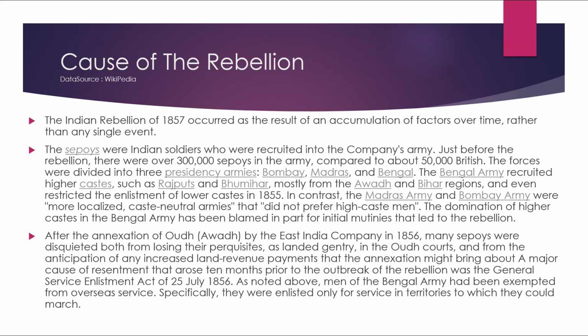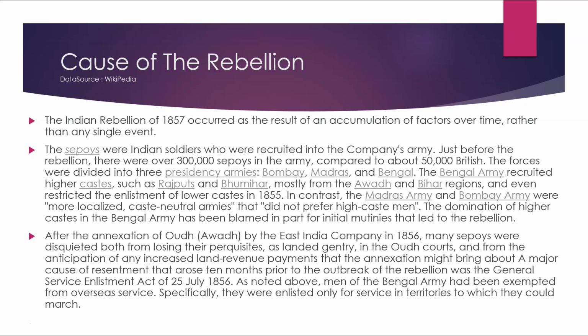The domination of higher castes in the Bengal army had been blamed in part for initial mutinies that led to the rebellion. After the annexation of Oudh by the East India Company in 1856, many sepoys were disgruntled, both from losing their perquisites as landed gentry in the Oudh courts and from the anticipation of any increased land revenue payments that annexation might bring about.